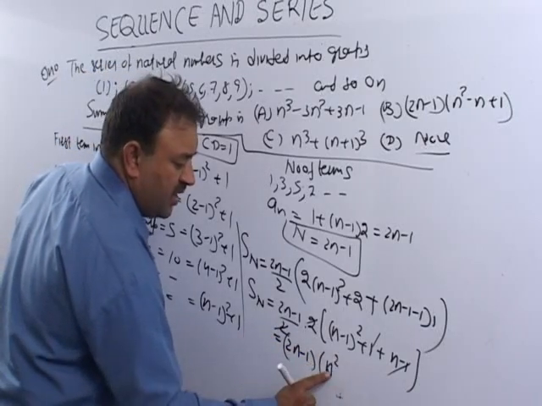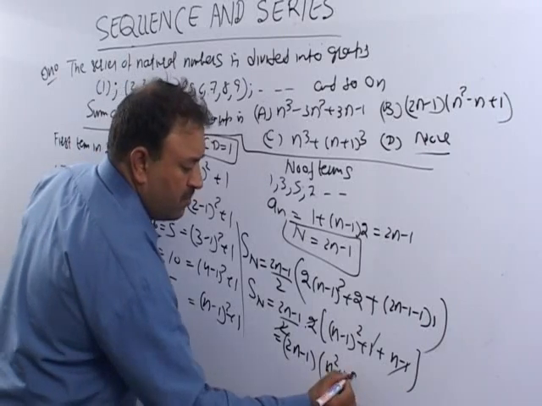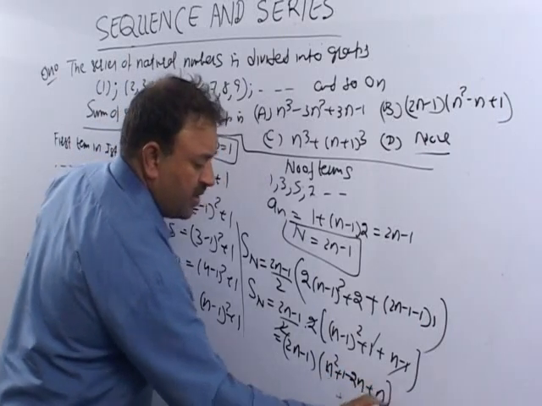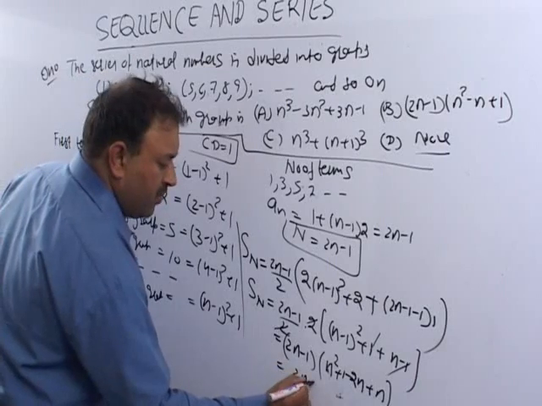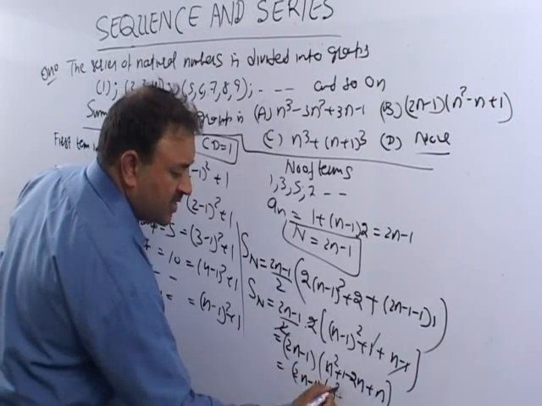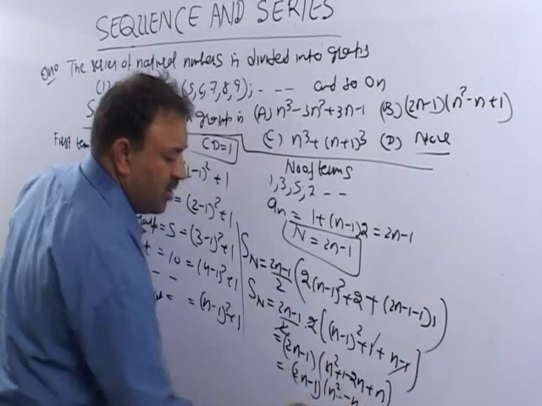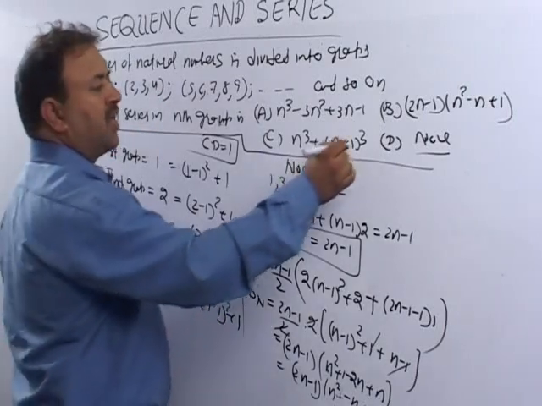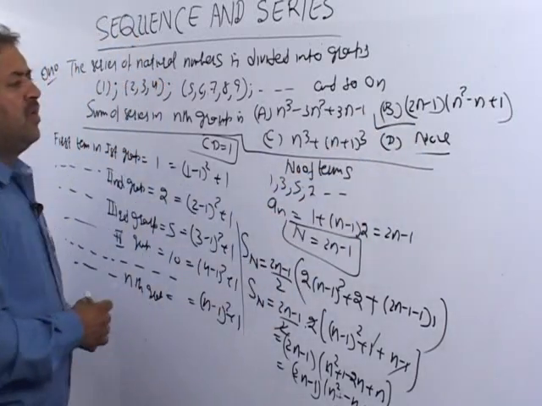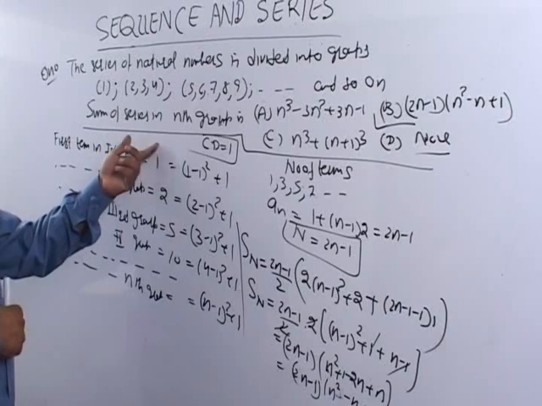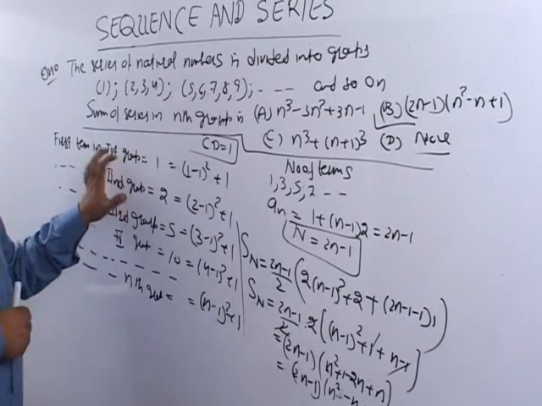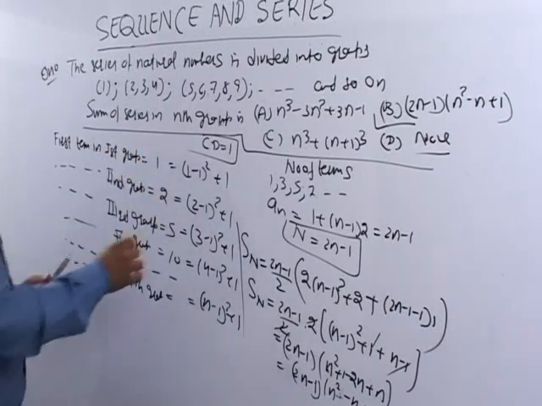n square plus 1 minus 2n plus n, and we got 2n minus 1. It is n square minus n plus 1, so the right option comes out to be B. The complex part in this is finding the first term.